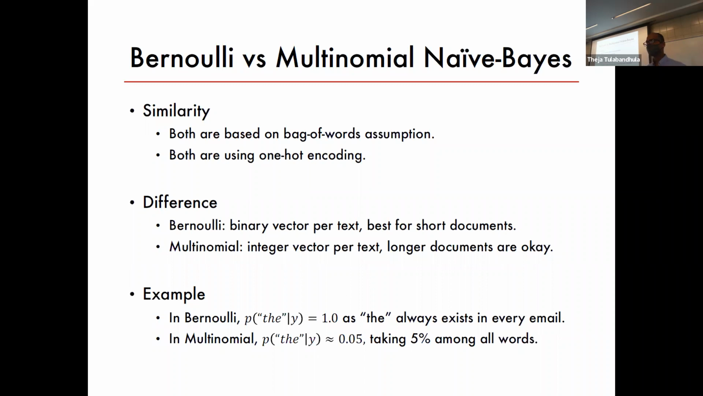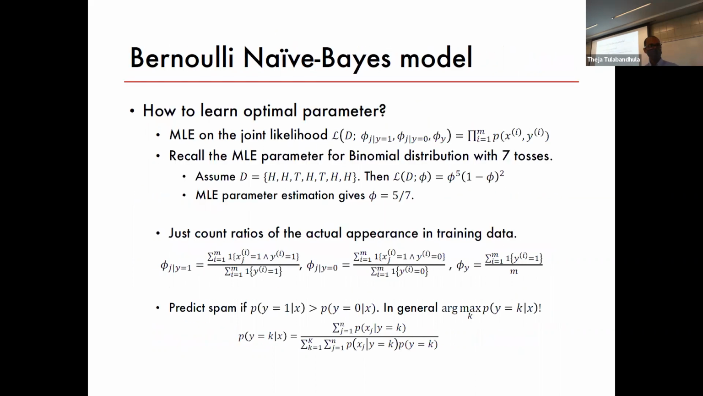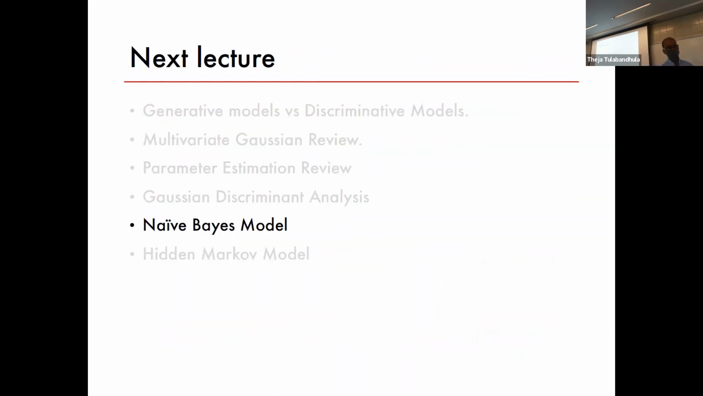So again, for those who just came in, last lecture we talked about generative models. We looked at parameter estimation and constrained optimization, and then we saw Gaussian discriminant analysis, and we saw both the Bernoulli and the multinomial versions of the naive-Bayes model.